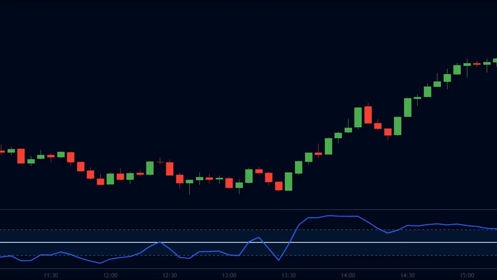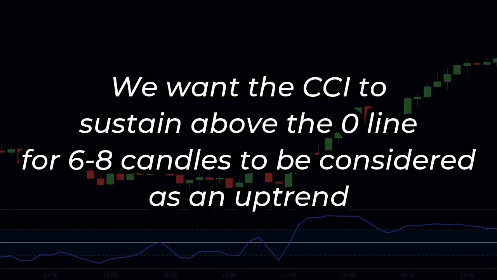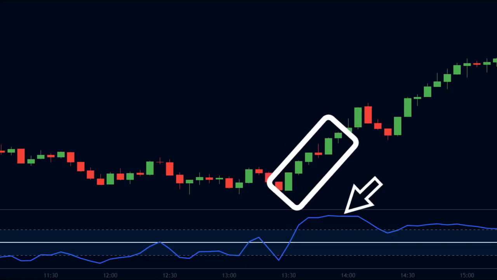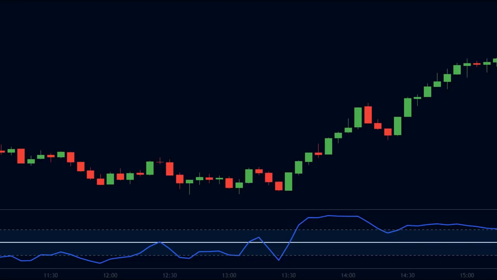But as I said earlier, we want to see the CCI sustain above the zero line for at least 6 to 8 candles in order for us to consider it as an uptrend. So we would not have considered an uptrend after this candle. Our uptrend signal will be generated only after these set of candles that sustain above the zero line on CCI.